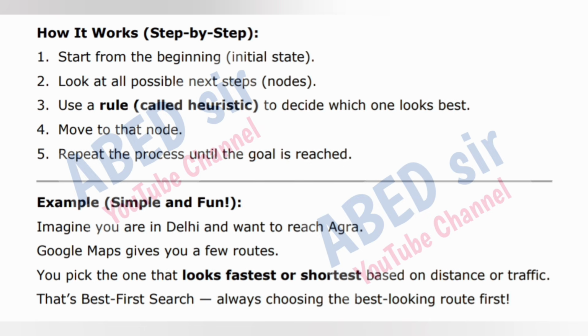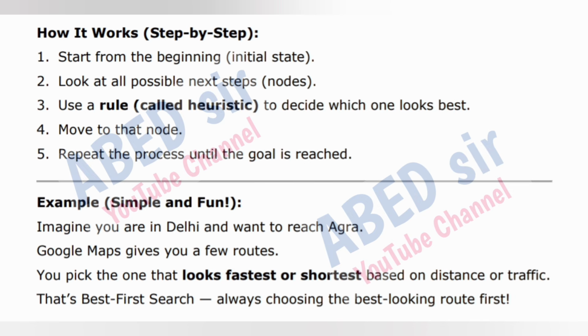How it works, step by step. 1. Start from the beginning, initial state. 2. Look at all possible next steps, nodes. 3. Use a rule, called heuristic, to decide which one looks best. 4. Move to that node. 5. Repeat the process until the goal is reached.